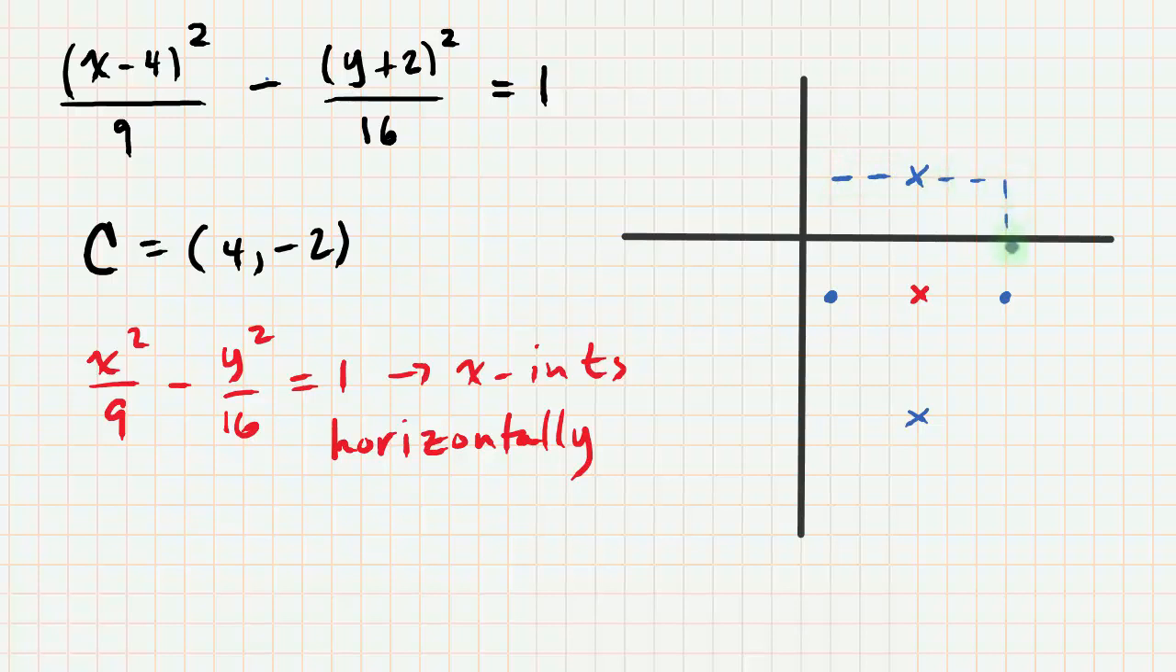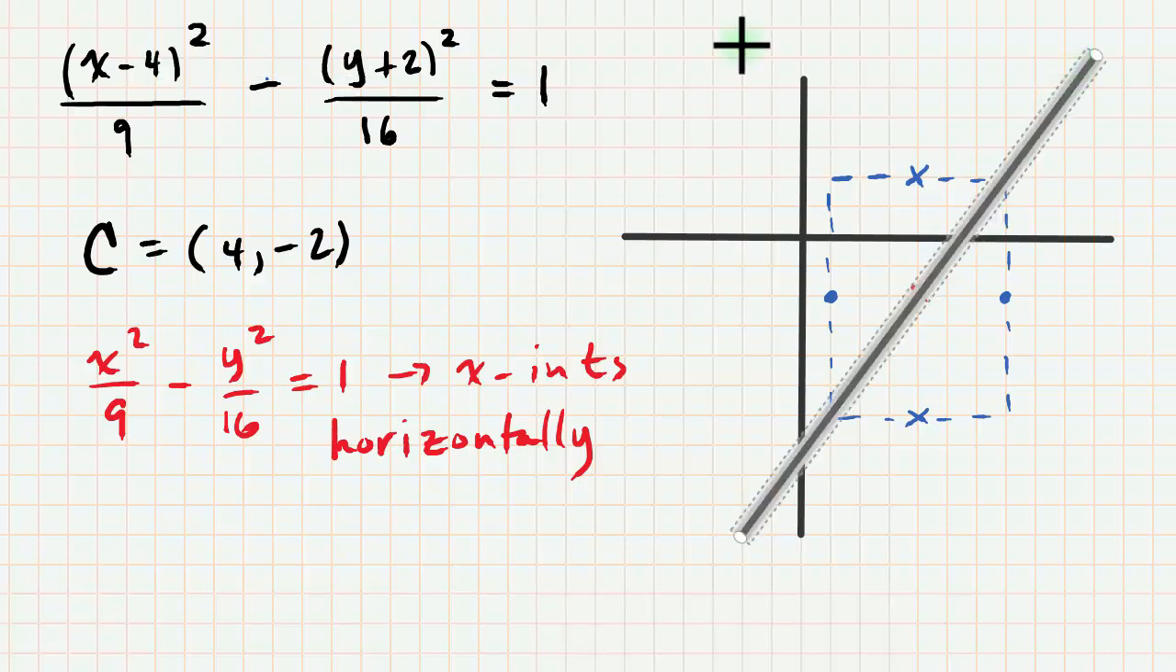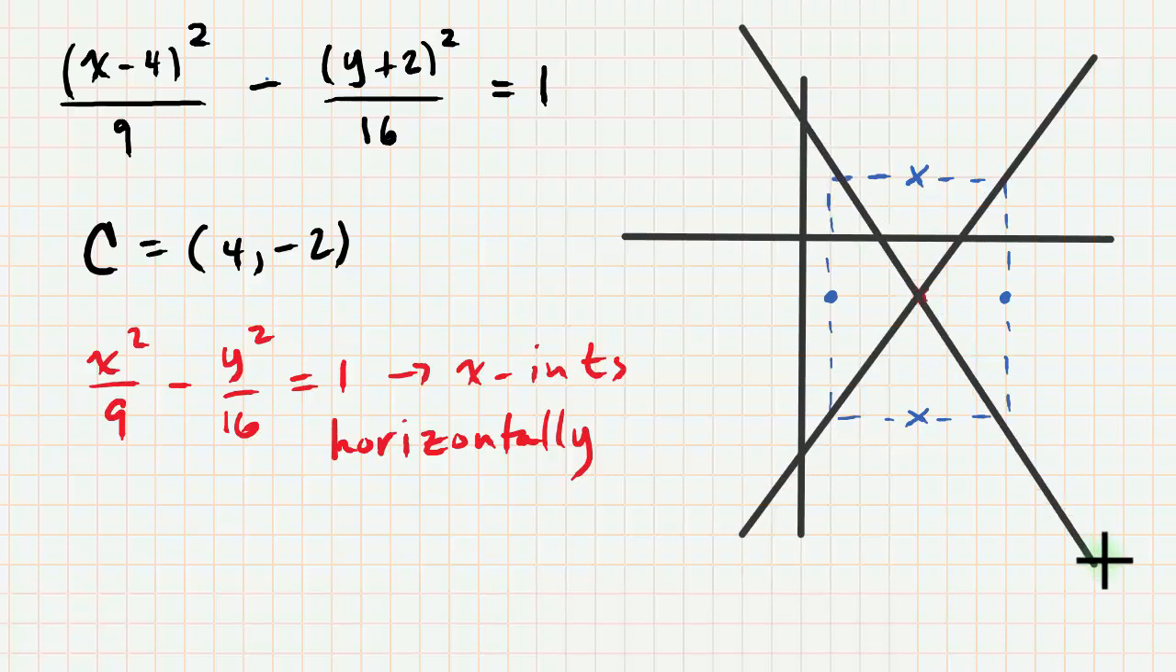So let's draw the fundamental rectangle. And the fundamental rectangle guides us in graphing the two arches of the hyperbola. So we're going to connect the opposing vertices. And when we connect the opposing vertices, we are going to get the asymptotes for the graph.